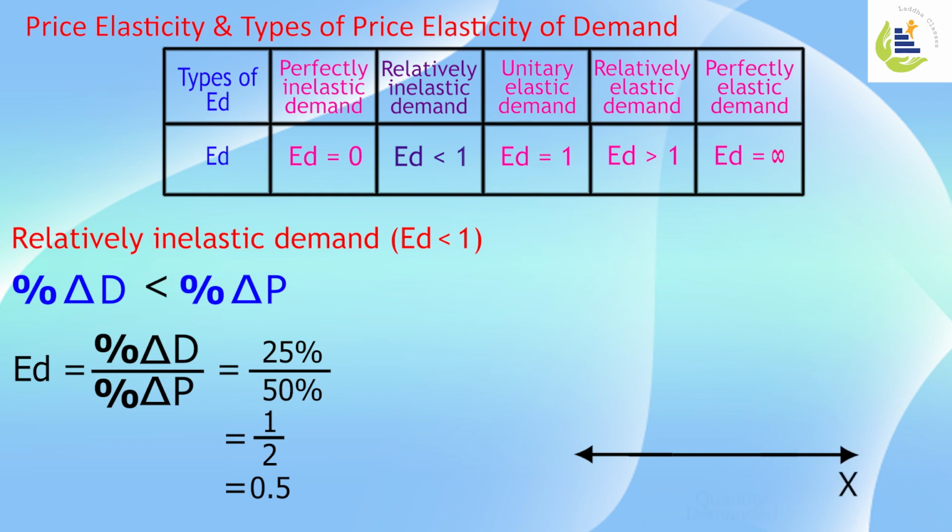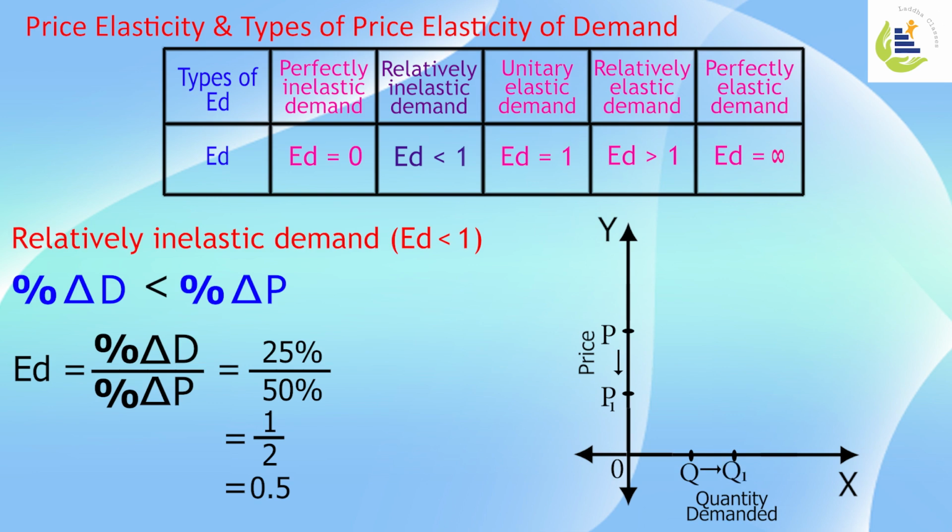On the x-axis you have quantity demanded and on the y-axis you have price. With more change in price, from this price to this price, there is a 50% change in price, but quantity has changed only by 25%. So if we draw this graph, what do we see? The graph is steeper. The price change is faster, but the demand change is slower. Hence, for relatively inelastic demand, elasticity of demand is less than 1.